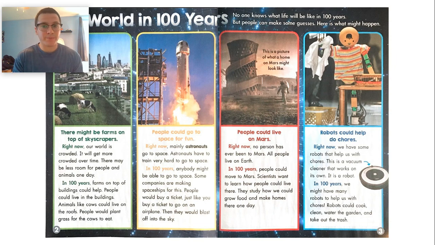So, for example, in one of my explanations for how the world might change in 100 years, there might be farms on top of skyscrapers. And this is different from today because right now there are no farms on top of skyscrapers. So that is one way that the world would change. So you're going to do that for the next 3 as well.